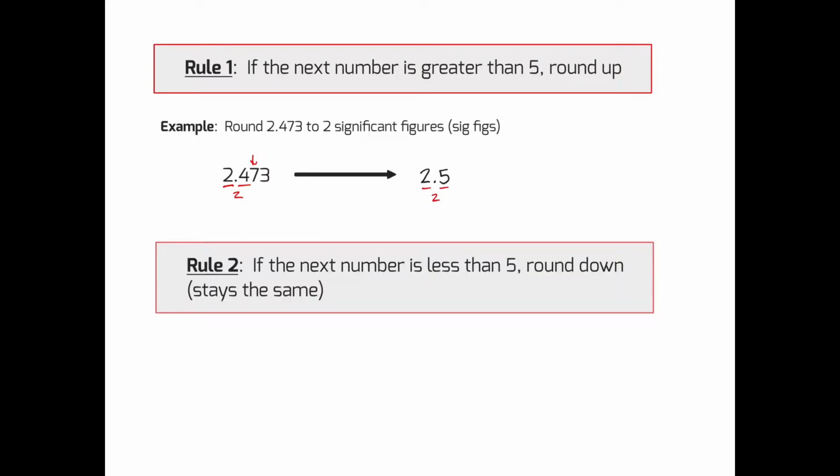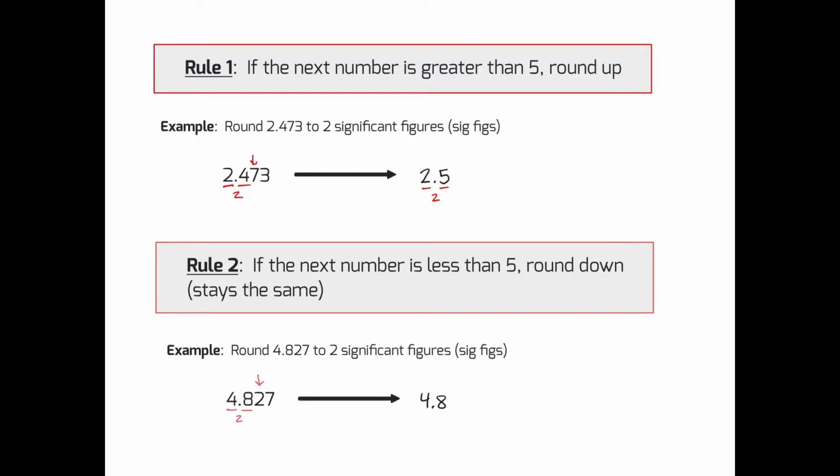The next rule tells us that if the next number is less than 5, we're going to round down. And when we say round down, that really means that the number stays the same. So in this example, they're asking us to round 4.827, again to 2 sig figs. We count off 2 sig figs, 1, 2, and now we're looking at this 2 here. Because this 2 is less than 5, this 8 rounds down. That means this 8 stays the same, so our 8 stays an 8. And what we get is 4.8, which has 2 sig figs.